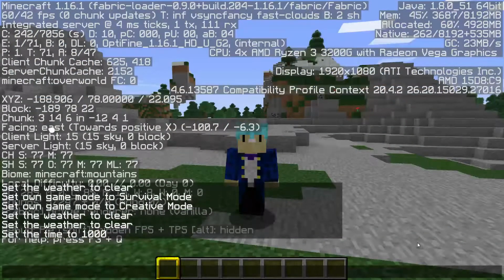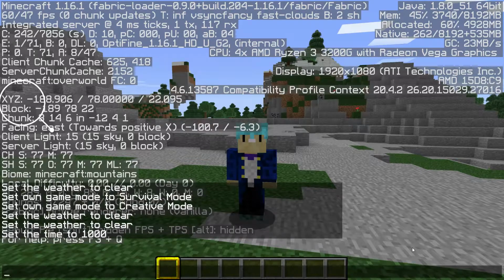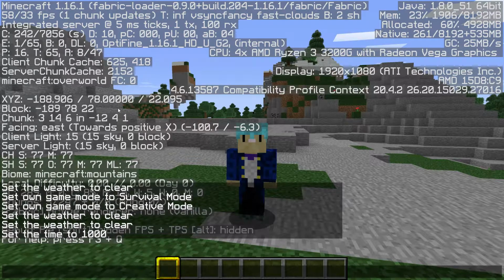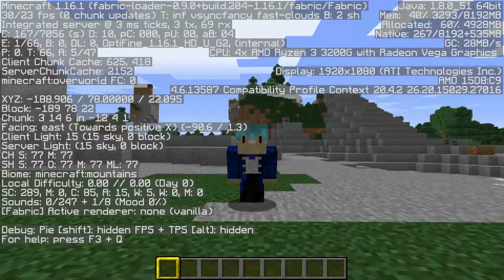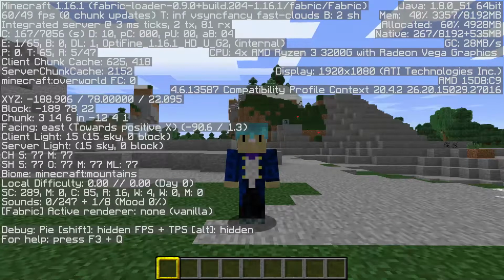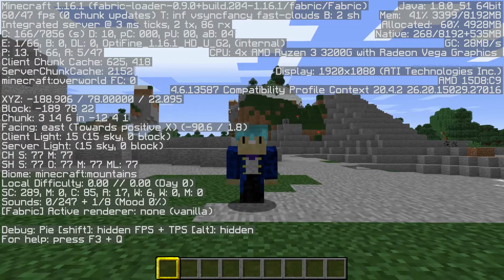Carrying on down the left hand side we then have the X, Y and Z, or X, Y and Zed if you're from the UK, and that shows your X position, your Y position and your Z position. As you can see there, the X is -188, the Y 78 and the Z 22. The middle number, the Y, shows how high in the world you are or how low you are in the world. The X position shows your location east of 0,0, and 0,0 is the spawn point of the world.